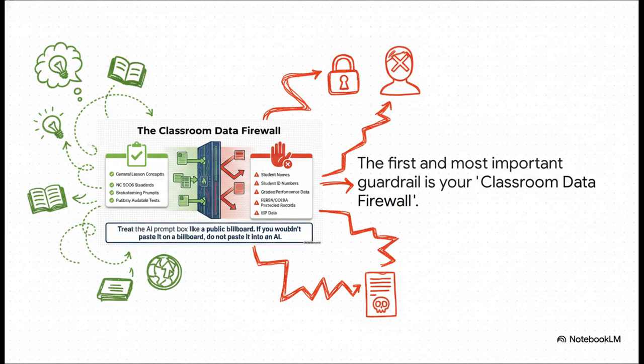So, how do we handle that biggest risk? Data privacy. This is your first and most practical tool. Think of it as your classroom data firewall. On one side of the wall, you have safe stuff: general lesson ideas, public information. But on the other side are things that must never go into a public AI tool. We're talking student names, ID numbers, grades, basically any personally identifiable information.